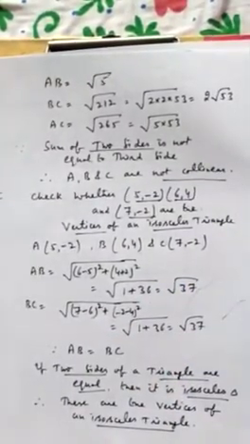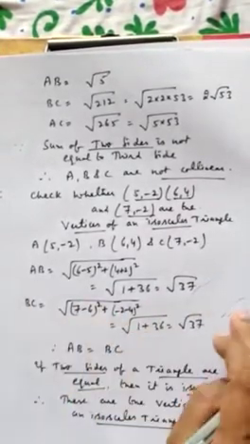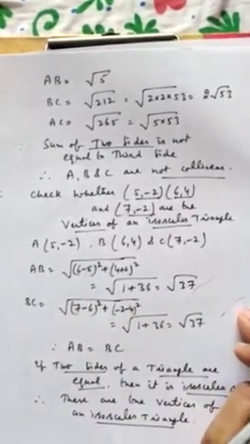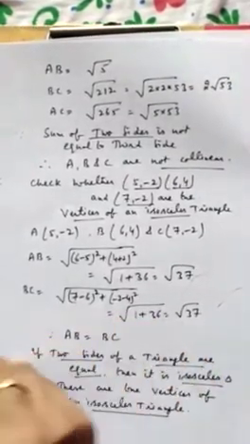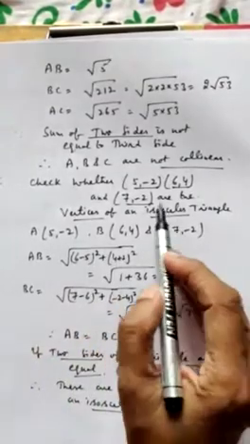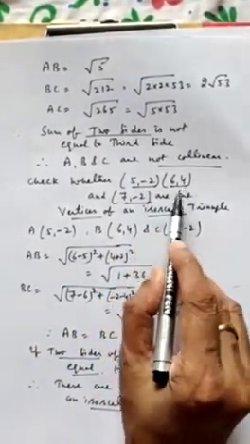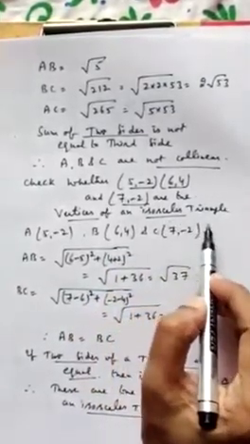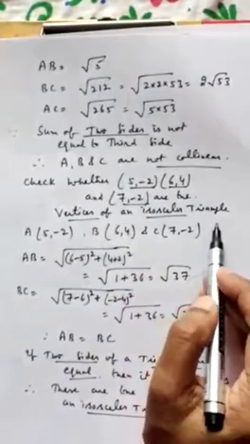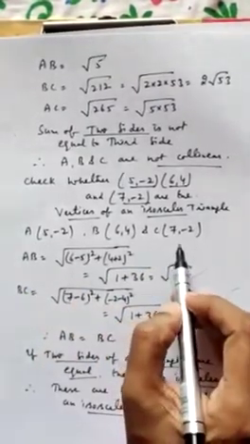So the distance formula is used to check the collinearity of points, to check the type of triangle, as well as to check the type of quadrilateral. Let's take question number 4. We have to check whether (5, minus 2), (6, 4) and (7, minus 2) are the vertices of an isosceles triangle or not. So I have taken A, B and C.